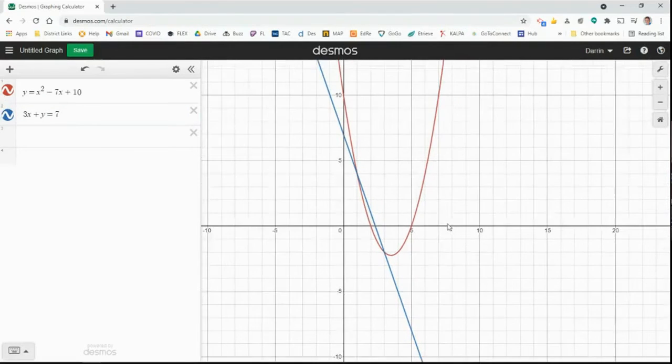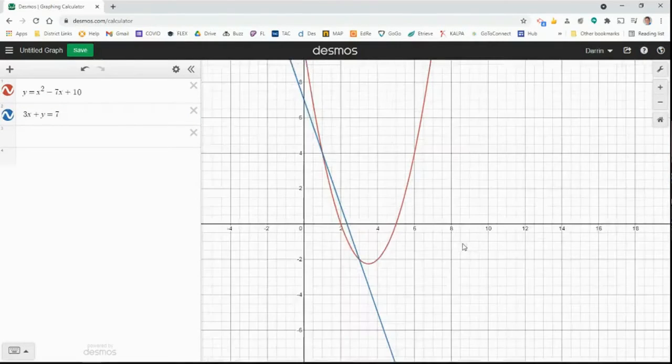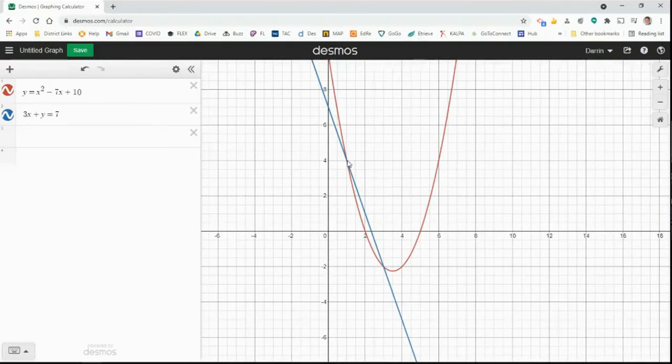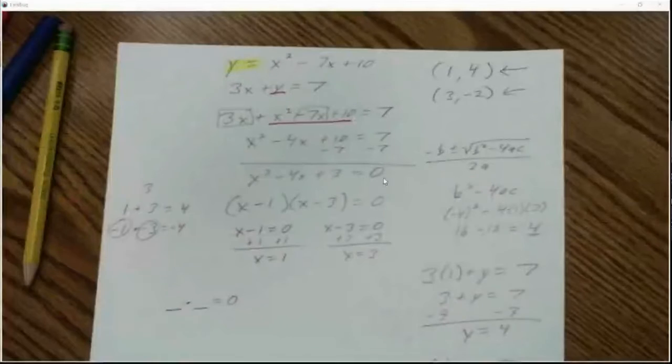So we see right here, there is a place where both of those cross each other. 1, 4. That was one of our solutions. Our other solution is at 3, -2, which is right there. That's the two solutions to that system of equations. So we can see that by graphing to verify that we did the algebra correct.